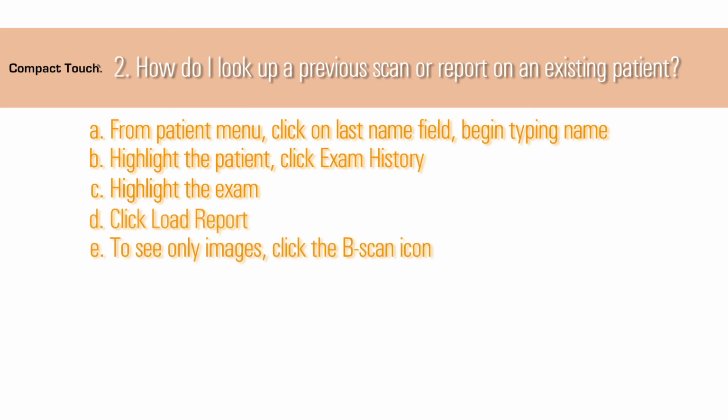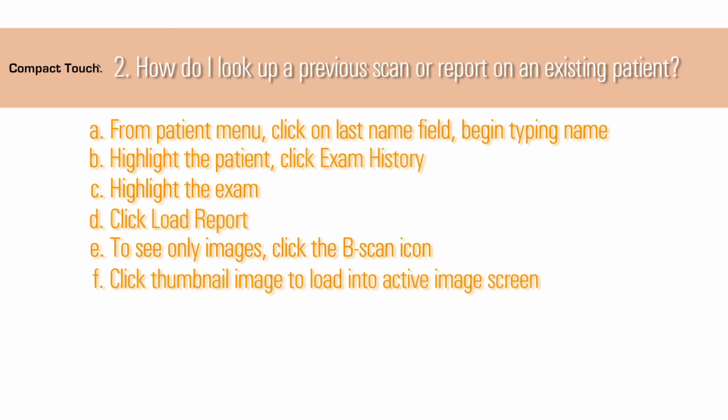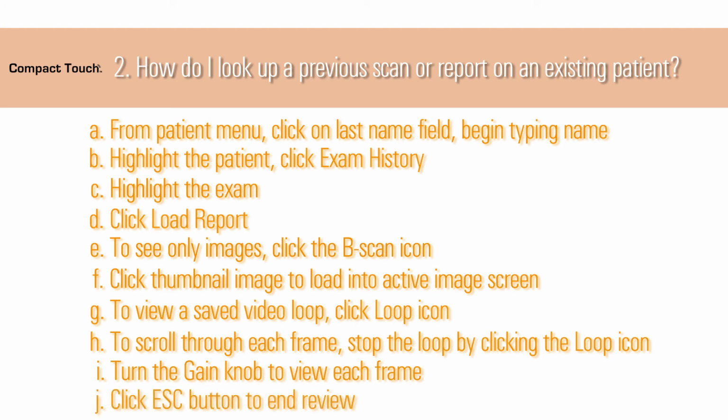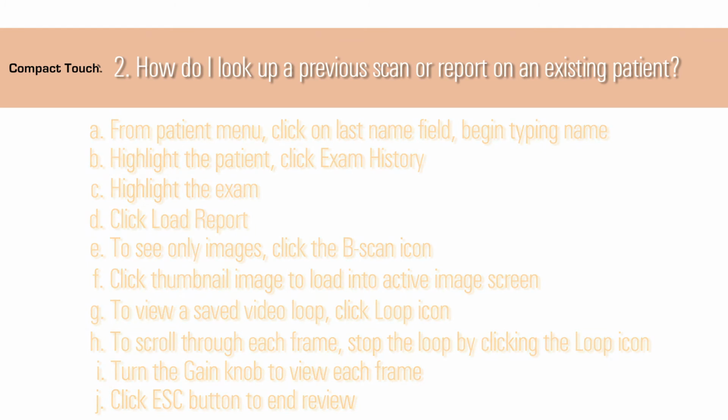If you wish to see only the images, not in report form, click on the B-Scan icon at the bottom of the page. Click on the thumbnail of the image you want to see. This will load the image into the active image screen. If it is a saved video loop, click the loop icon left side of the screen. This will activate the video. To scroll through the loop frame by frame, stop the video by clicking the loop icon again, then turn the gain knob on the machine. To end your review, click the Escape ESC button.